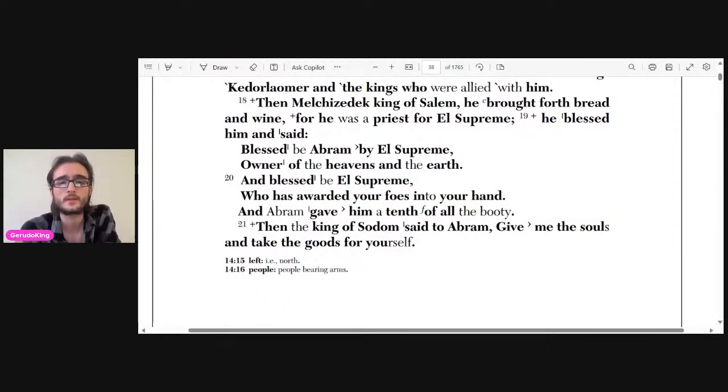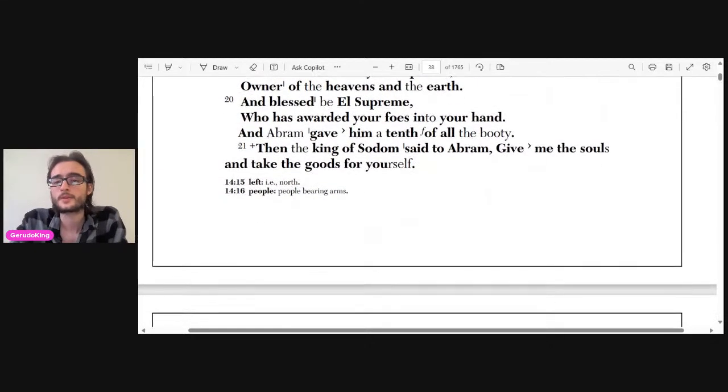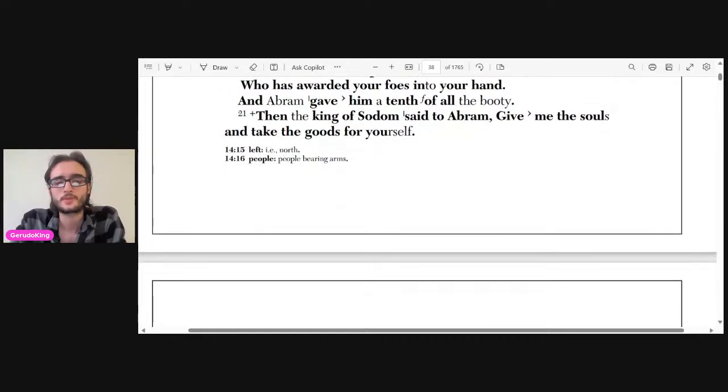He blessed him and said, "Blessed be Abram by El Supreme, owner of the heavens and the earth. And blessed be El Supreme, who has awarded your foes into your hand." And Abram gave him a tenth of all the booty. Then the king of Sodom said to Abram, "Give me the souls and take the goods for yourself."